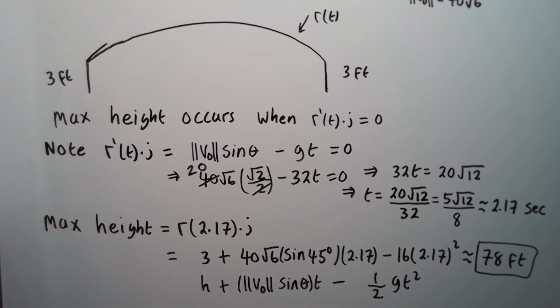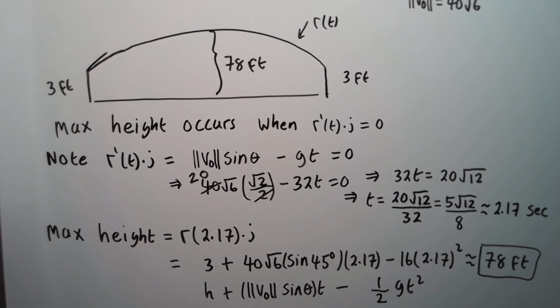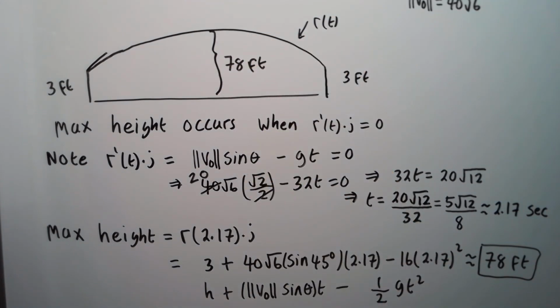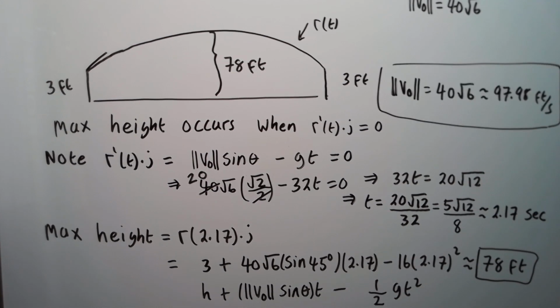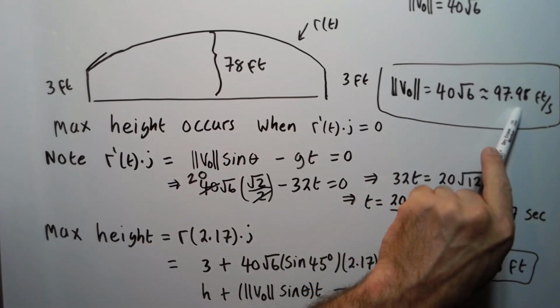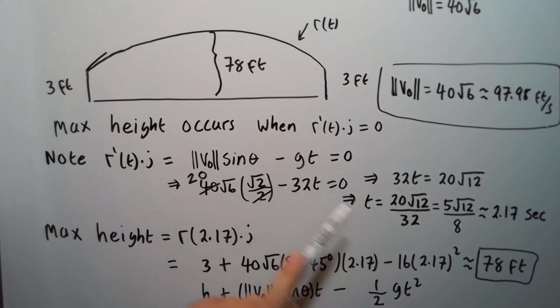Okay, so therefore we found the max height right here. So we've answered the question then, because we already found the initial speed. Just let me point it out again. Our initial speed we found already was 97.98 feet per second, and we found our max height was 78. Okay, so we're done with the question. All right, so let's leave it there.